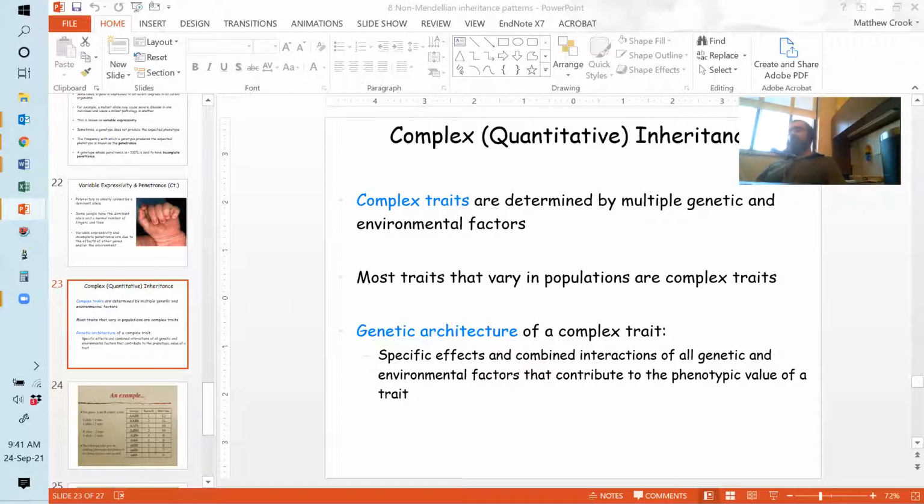And also, many of those interact with the environment as well, right? A classic example is height. Height cannot be a single gene or even a two gene trait, right? There's just too much involved in development and body plans, limb extension, things like that. So there's a clear polygenic genetic component to height.